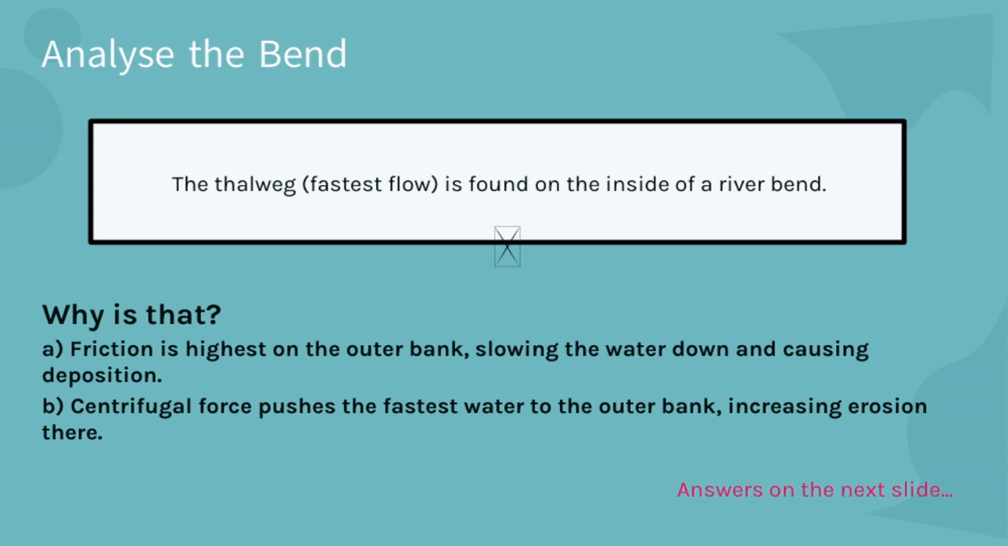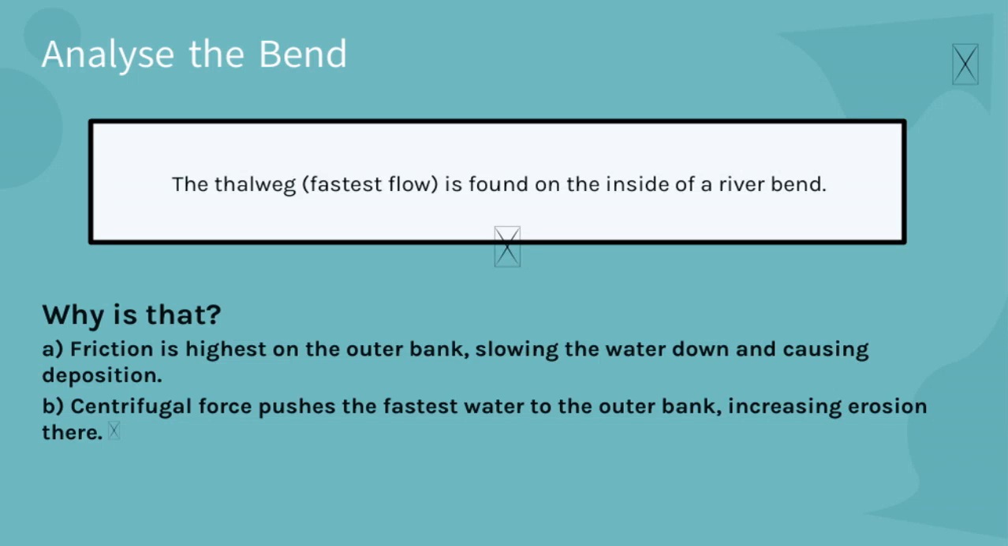On the inner bend, the water is slower. Because it has less energy, it deposits sediment. So if you are looking at a meander cross-section, remember, the outside bend has the fastest flow and the most erosion. The inside bend has slower flow and more deposition. The correct explanation is B.